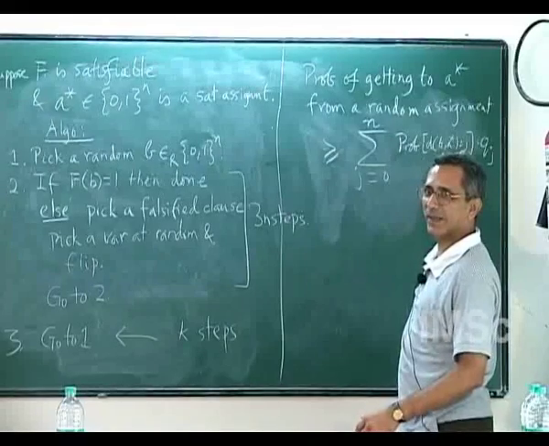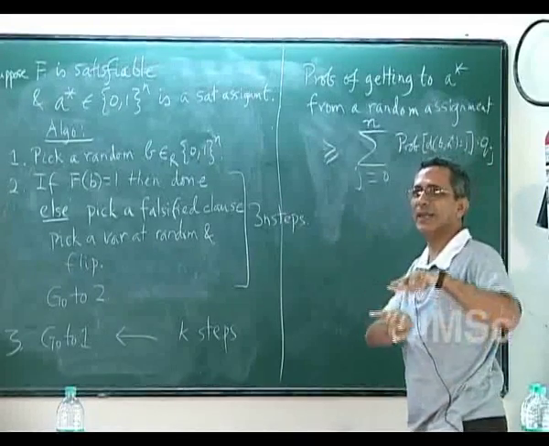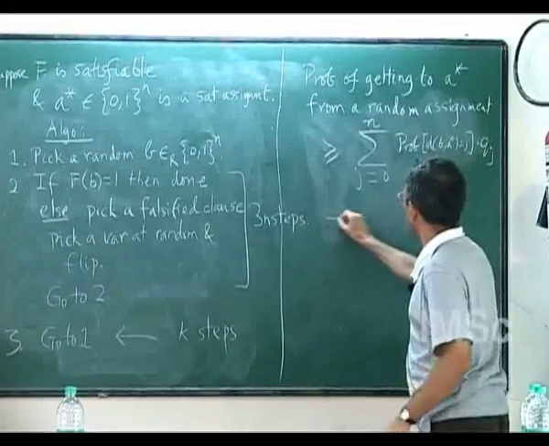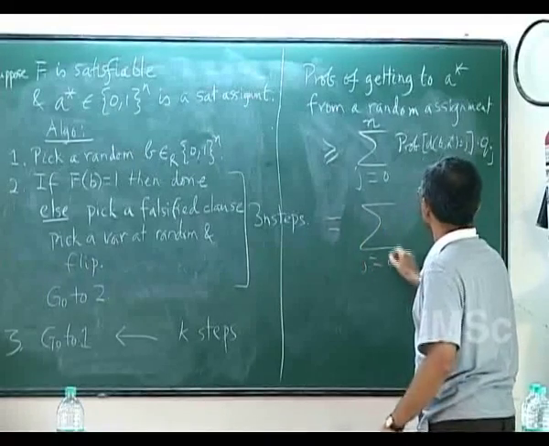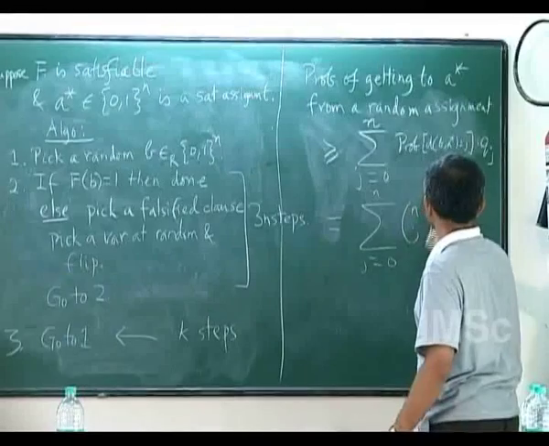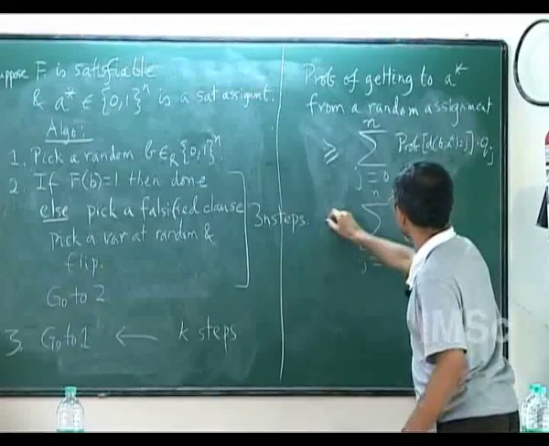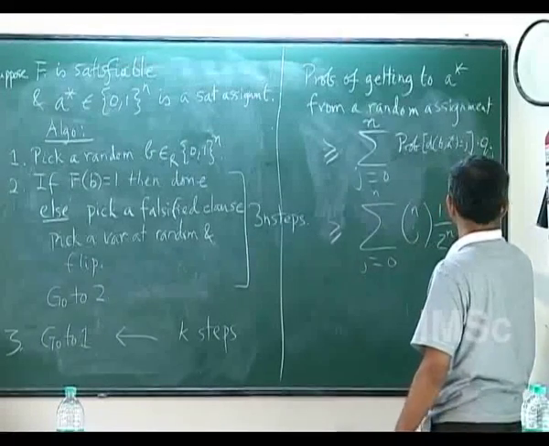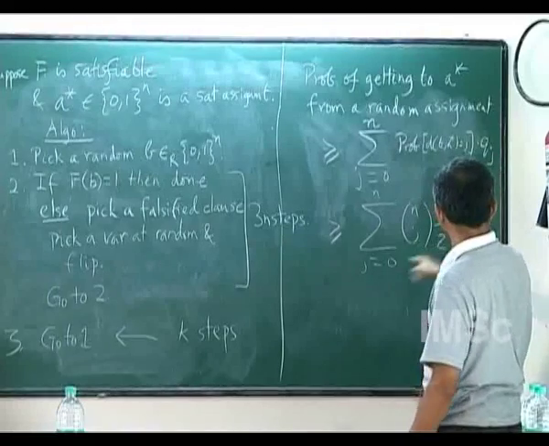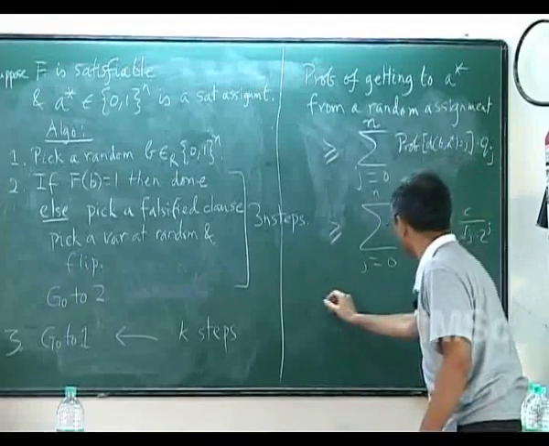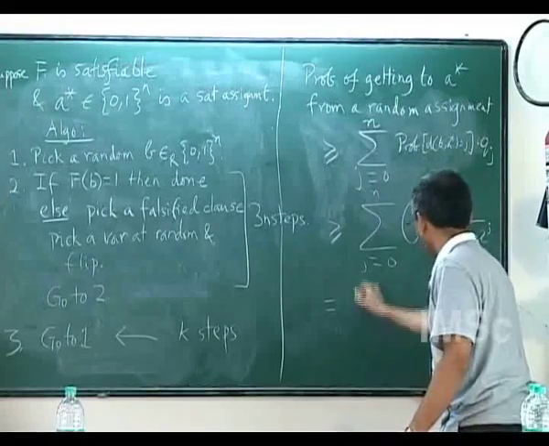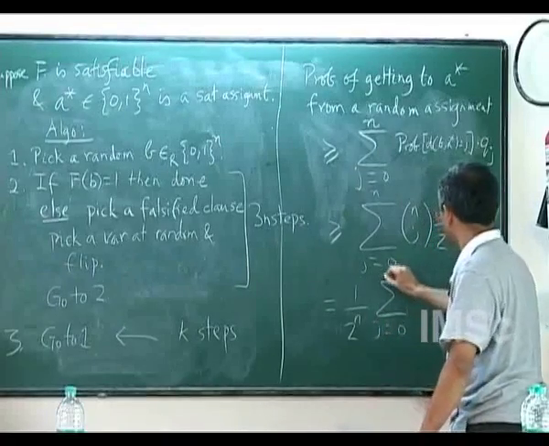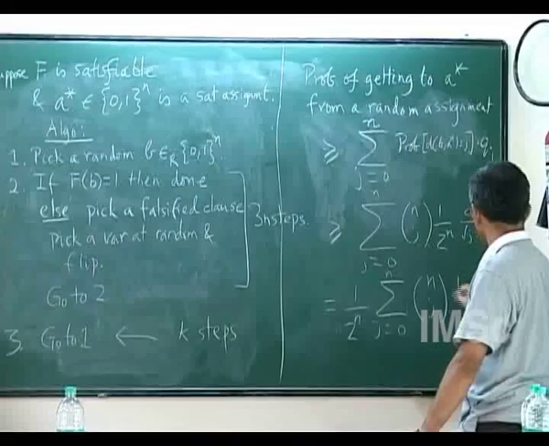N choose j, 1 by 2 power n. Because those j places where you will agree, and the whole thing has to happen with probability 1 by 2 power n. So this is n choose j 1 by 2 power n. So this is greater than or equal to, and we'll put in that c by square root j 2 power j. So the 1 by 2 power n comes out, and you have this funny thing, n choose j 1 by 2 power j.